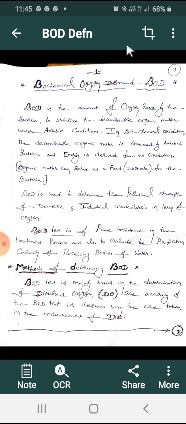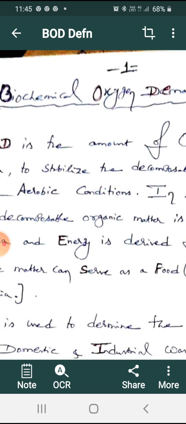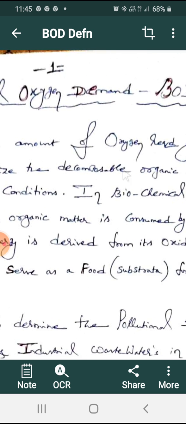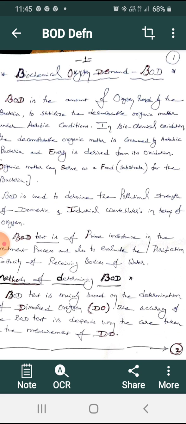See, now here the BOD means biological oxygen demand, or this is also called biochemical oxygen demand. What is the meaning of this? I will tell you in the next class.